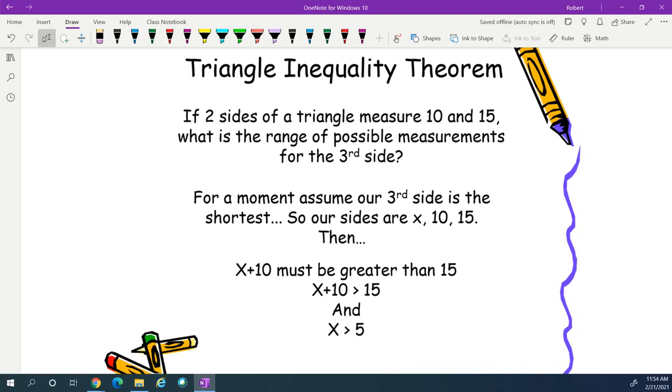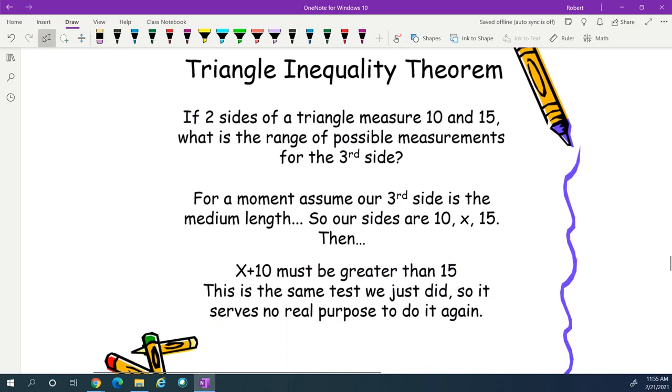First, we can assume that the missing side is the smallest. So we can say the x plus 10 has to be greater than the 15. And we find out, well, x has to be bigger than 5. But can it be a million? Well, no. There's a limit.